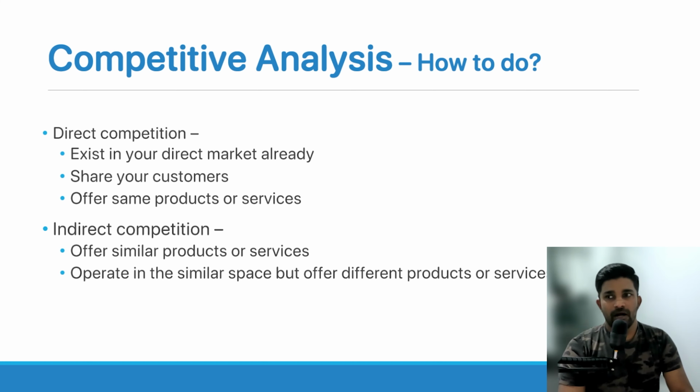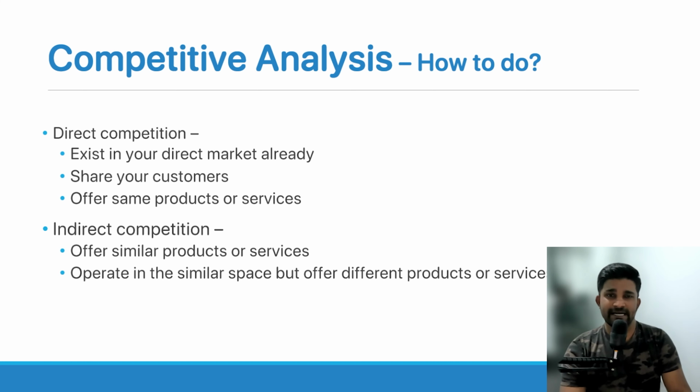Any competition that operates in the general industry that your product is being offered in can be counted as indirect competition. Although they may not be providing similar products or services, if they operate in a similar industry, then they can be considered indirect competition. As an example, I think you can consider Google and Facebook as indirect competition.